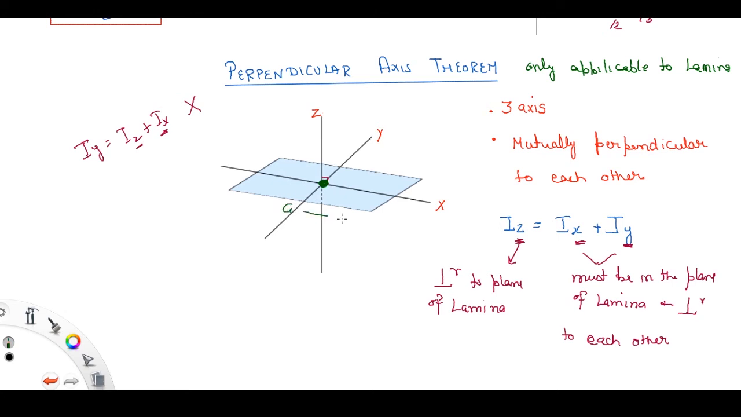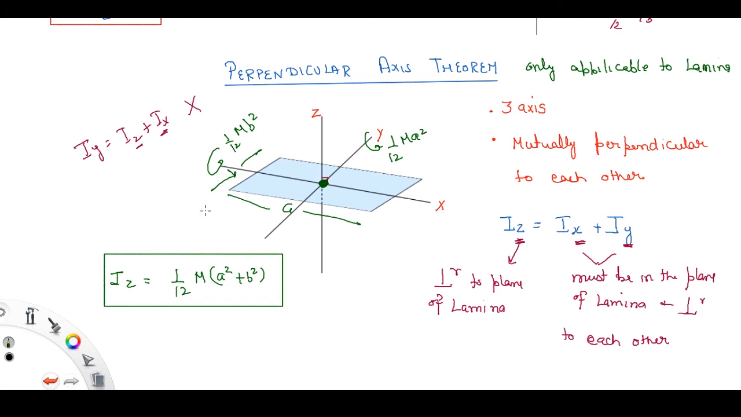Okay, so I know the moment of inertia about this axis. If this is A, about this axis it is 1 by 12 ma square. And if this is B, then the moment of inertia about this axis is 1 by 12 mb square. Right, we know Iz is going to be Ix plus Iy, that is going to be 1 by 12 m into a square plus b square. This is your final result about the axis which is perpendicular to the plane of the lamina.